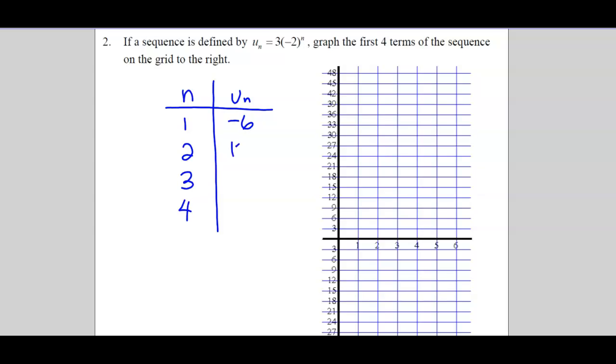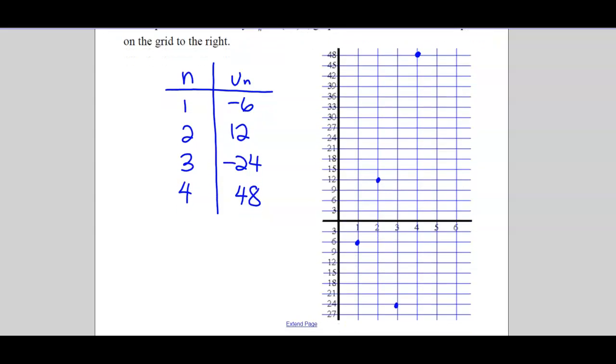Then it's going to be positive 12. Then negative 24. Then positive 48. These are going to continue up, these are going to continue down, right? They're going to alternate because of the negative case.